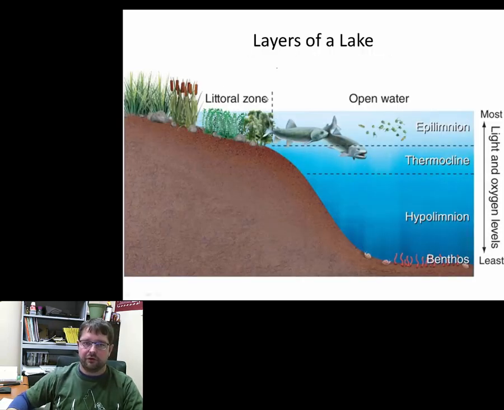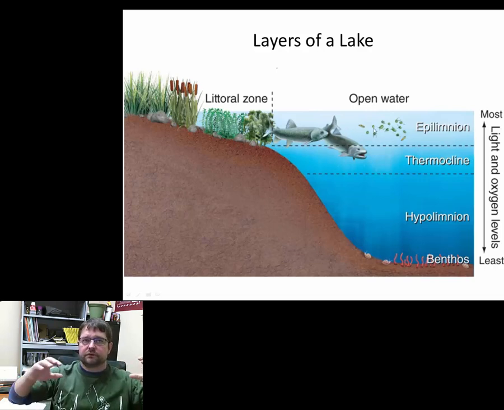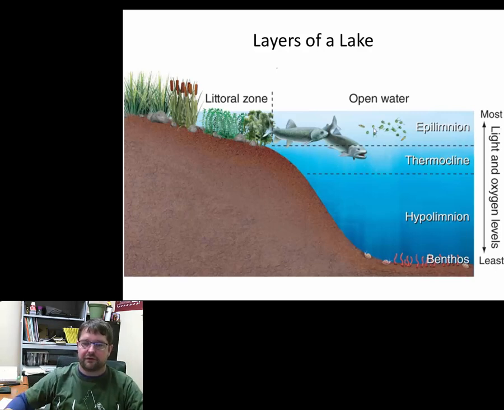And the zone where a lot of plant life is going to live, really close to the shore, is called the littoral zone. So you have that epilimnion, thermocline, hypolimnion, benthos. Now what's going on in lakes in the fall and in the spring: lakes will become really murky. It depends on the lake, but a lot of lakes will become really murky and have a lot of sediment and things like that.